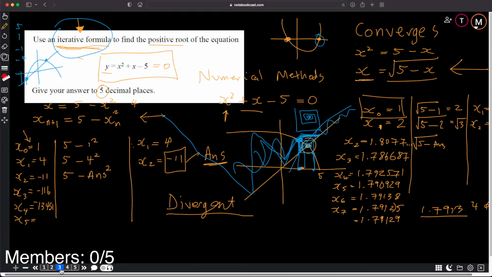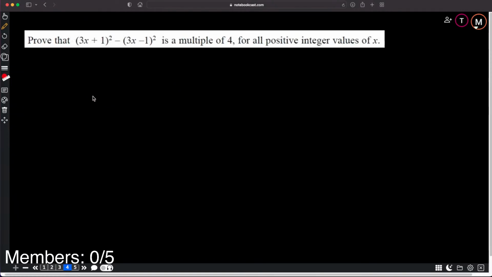Alright, let's jump into a proof question then. This question says, prove that (3x+1) all squared take (3x-1) all squared is a multiple of 4 for all positive integer values of x. To start off these questions, if you're intimidated by any of this language, I would suggest just following your intuition. What do you think you should do first here?